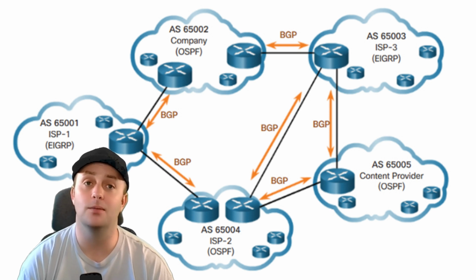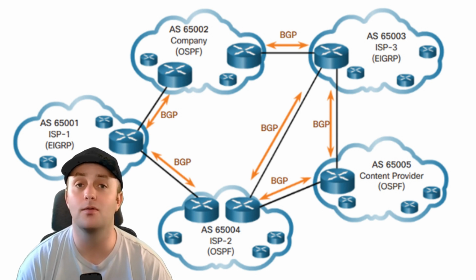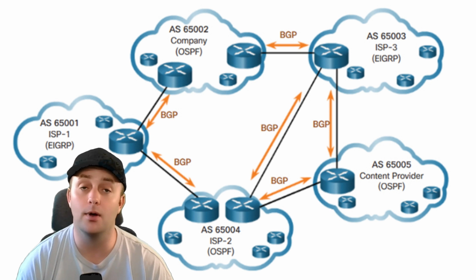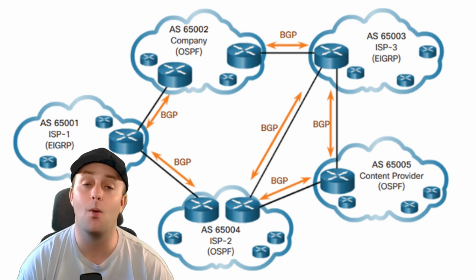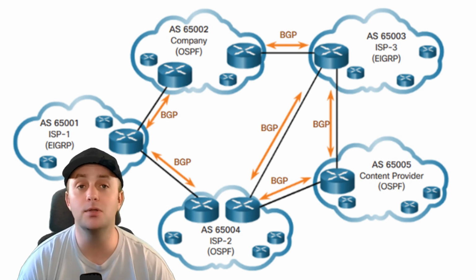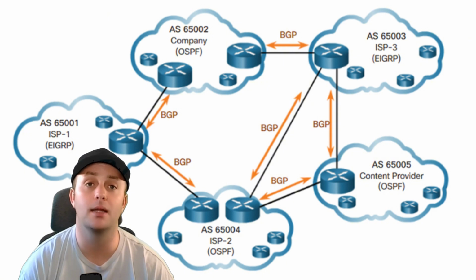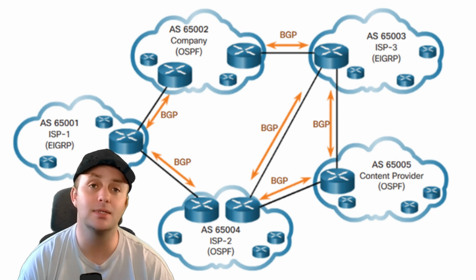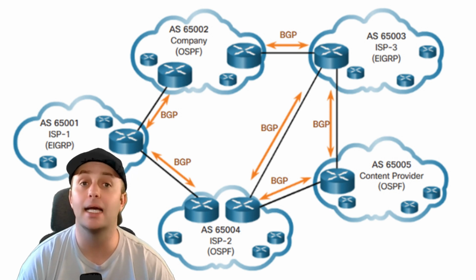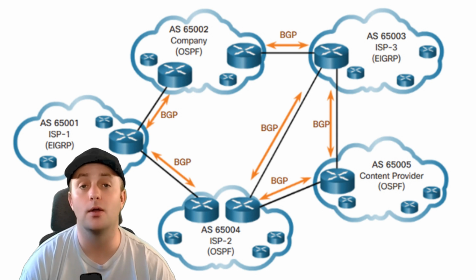BGP is highly scalable and can handle the vast number of routers needed to make the internet work. However, BGP is also more complex to configure and requires careful management. It uses a range of metrics, including path attributes, to determine the best route for data. These attributes include AS path, the list of autonomous systems data must pass through, and next hop, the next router along the path.